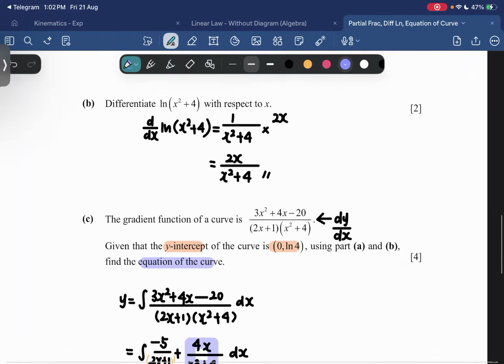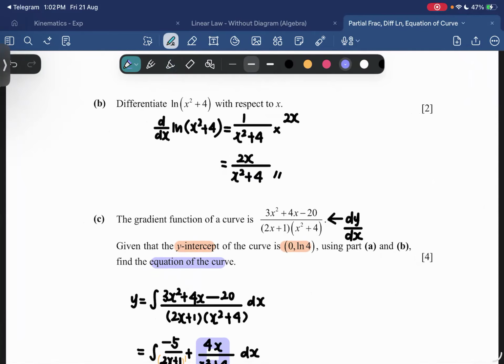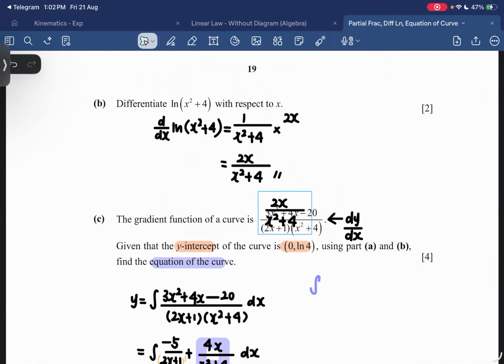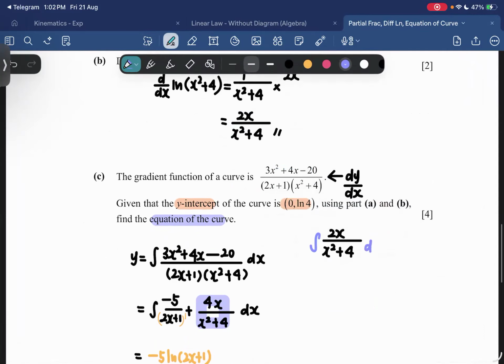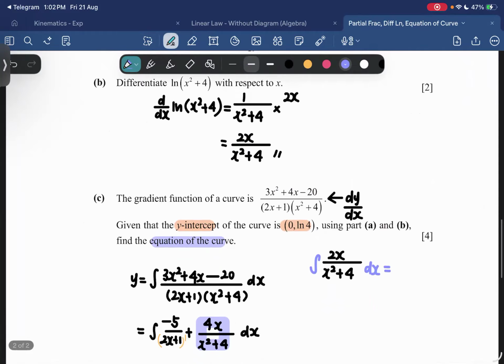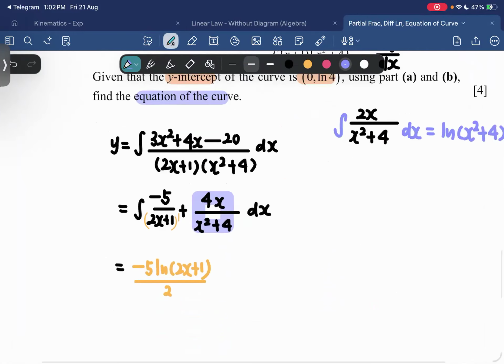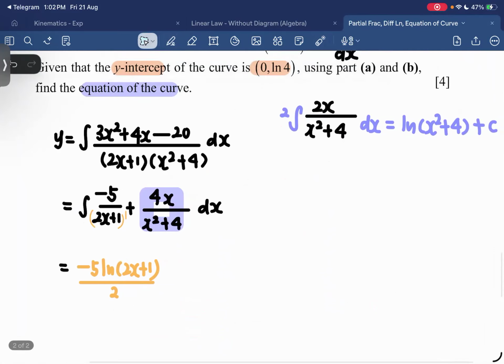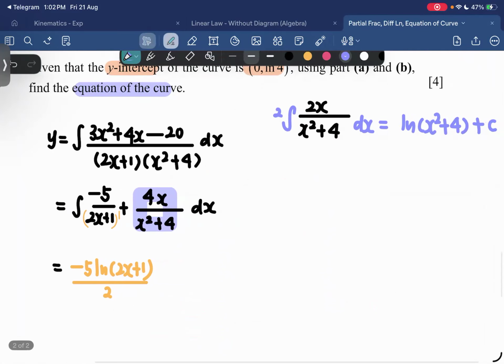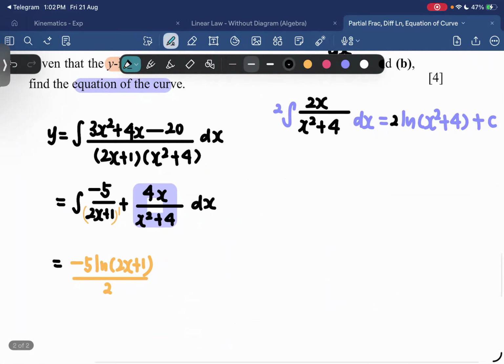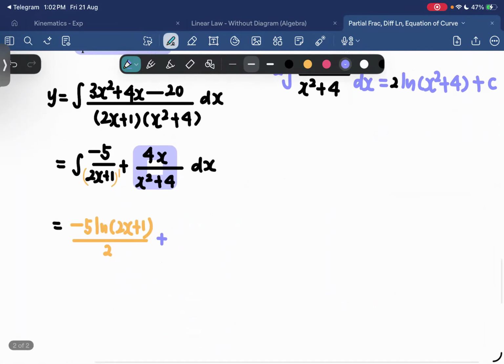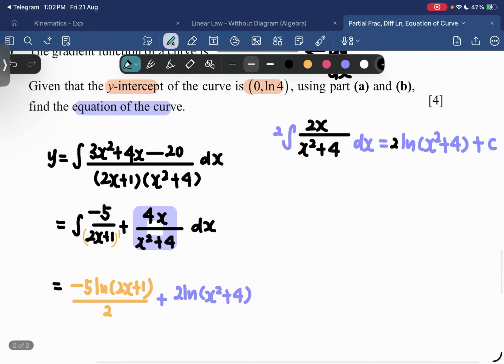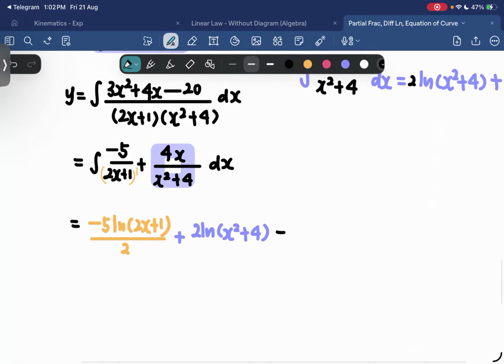For part B, let me just pen it out over here. When you integrate this guy over here, what will you get? You will get ln(x squared plus 4) plus c, right? But it looks a bit different because this one is 4x. How do you make it 4x? Just times 2. So when you times 2, there will be an extra 2 over here. Then when we integrate, we can just bring this down. So this is 2 ln(x squared plus 4). Is there a boundary? Don't have. So put a plus c.